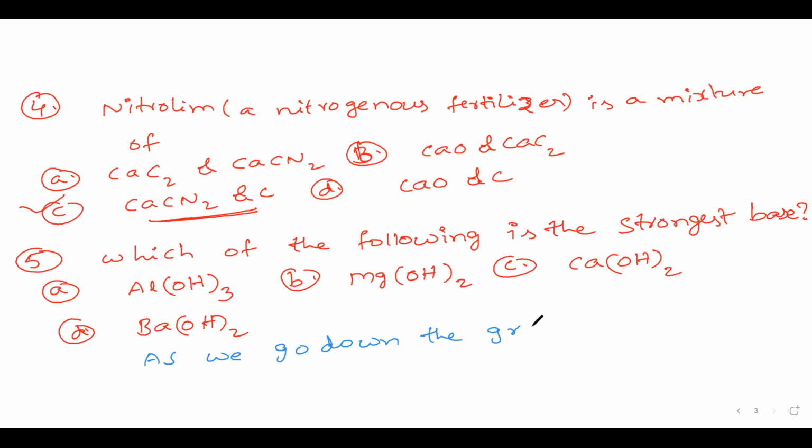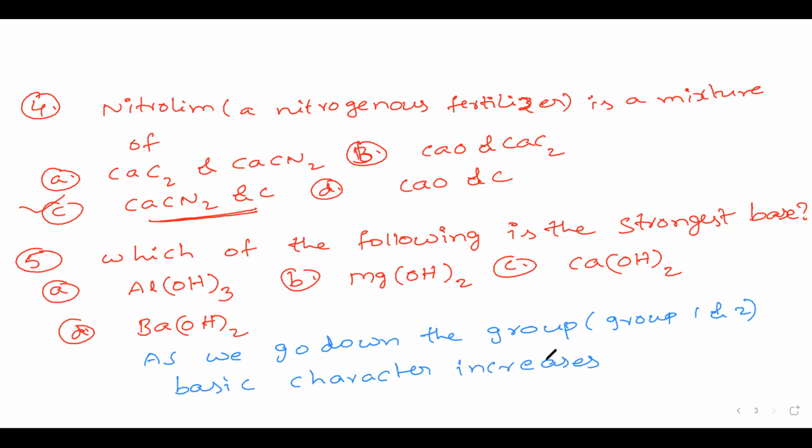As we go down the group in group 1 and group 2, any group, basic character increases. Compared to the first group, second group metals are less basic. But here they have given a third group element, that is aluminium, the 13th group. So definitely it is in between magnesium, calcium, and barium hydroxide. So the answer is barium hydroxide, because as we go down the group, basic character increases. Barium hydroxide is the strongest base. Next question.